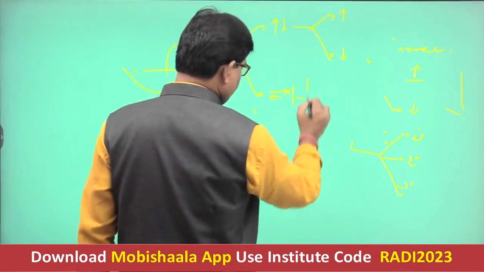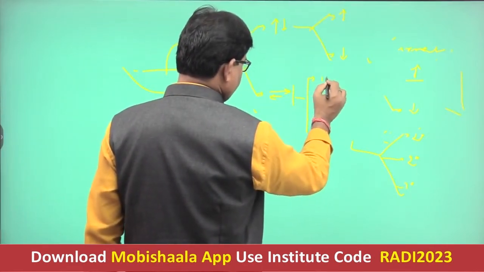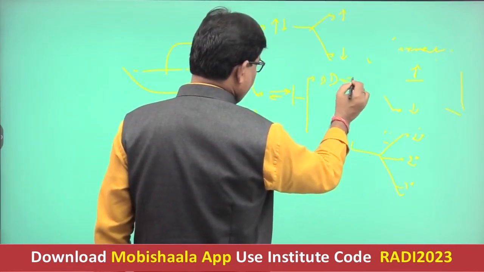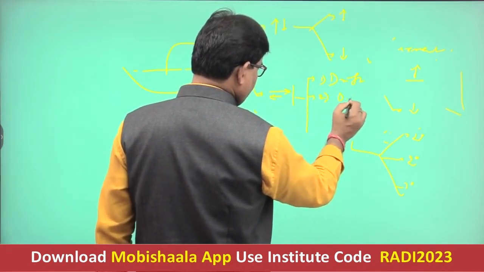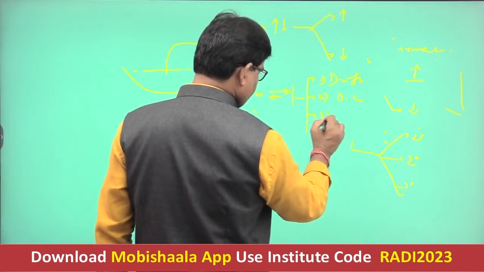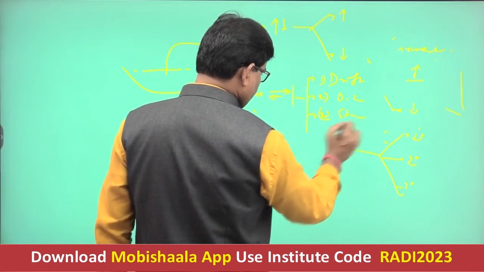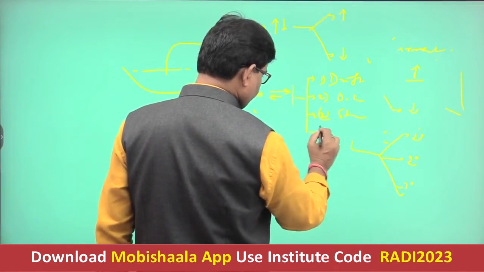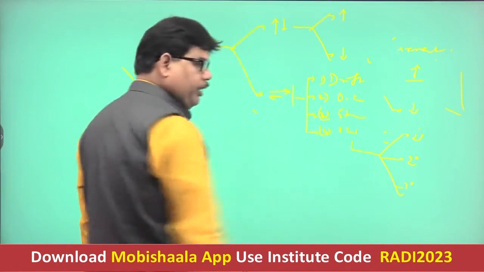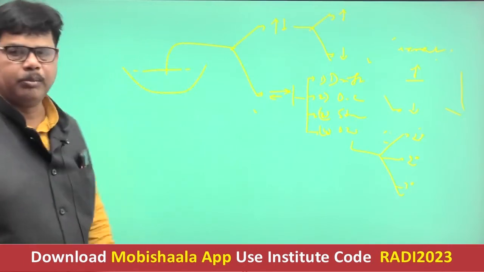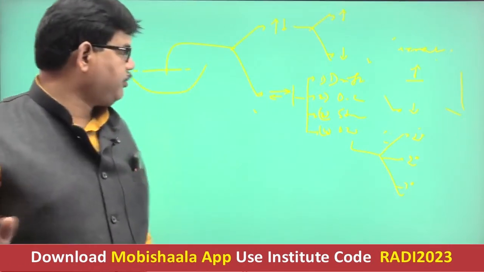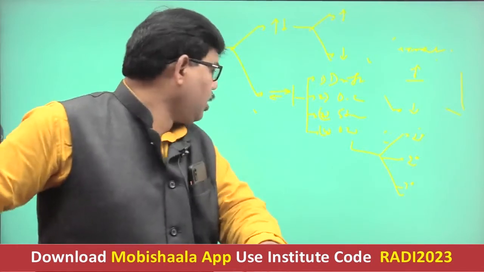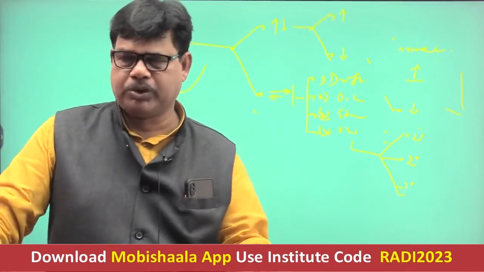The first one is drift, D-R-I-F-T. The second one is oceanic current. The third one is stream. And the fourth one is oceanic wave. So we have four types of horizontal mobility of oceanic water: first drift, second oceanic current, third stream, and fourth oceanic wave.